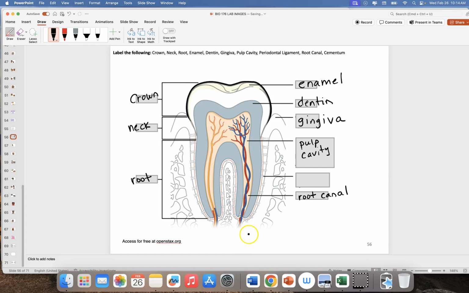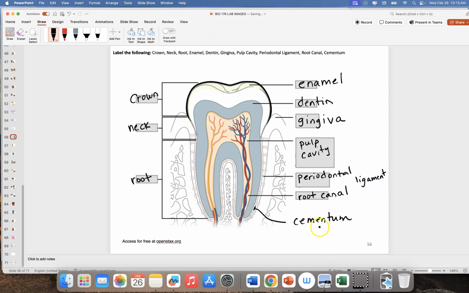Outside of the dentin is an even harder bone-like substance known as cementum. I'm going to draw my own line in here to represent that covering that's going to be outside of the dentin. And then we have these ligaments here that are going to help hold the tooth in place alongside this cementum. And they are known as the periodontal ligaments.